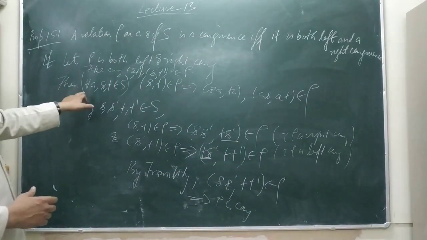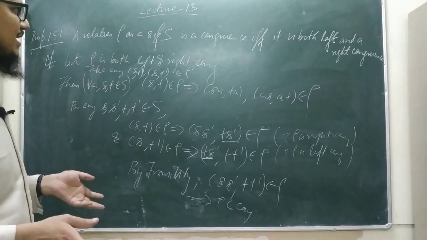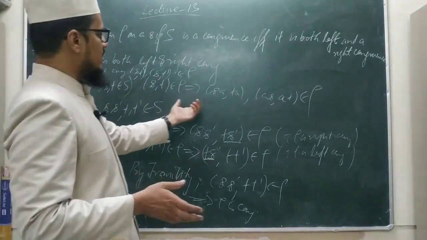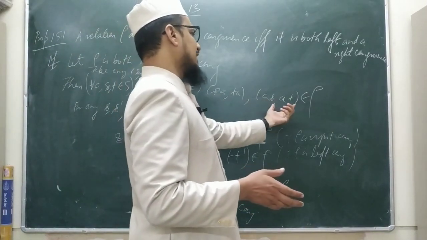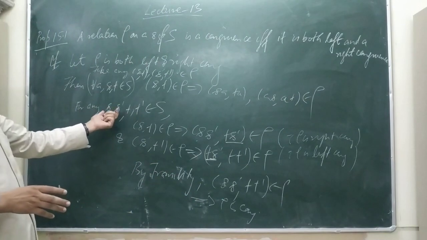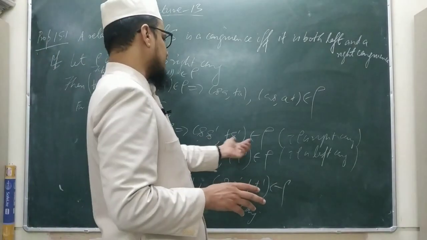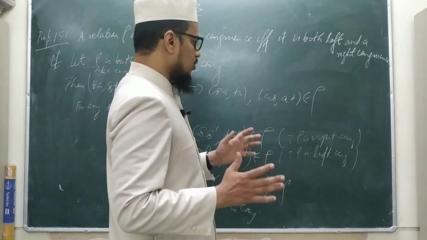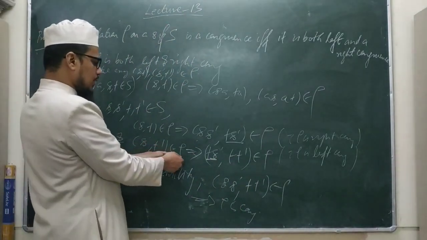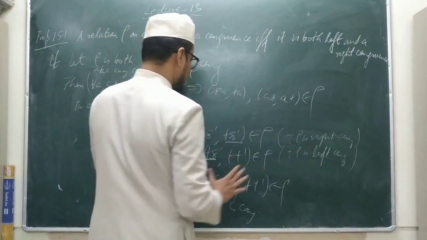So now, since rho is a left as well as right congruence, we have this thing: if (s, t) belongs to rho, then for every a belonging to S, we have (sa, ta) and (as, at) belonging to rho. These two things we have. Now we will apply these. So for any s, s', t, t' belonging to S, (s, t) belonging to rho implies (ss', ts') belongs to rho, since rho is a right congruence. Similarly, (s', t') belonging to rho implies (ts', tt') belongs to rho, since rho is a left congruence.